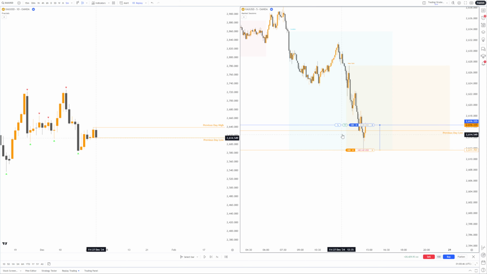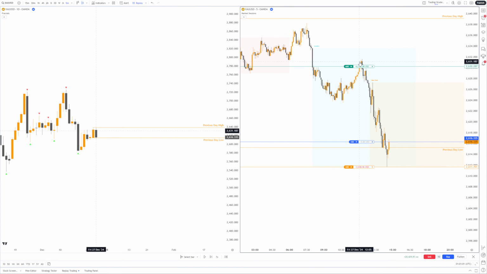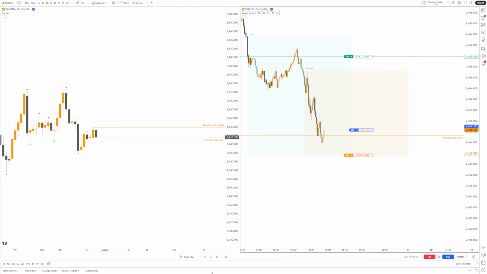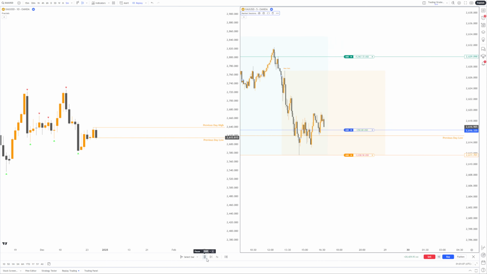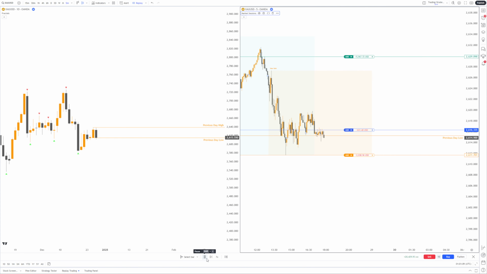Stop loss below. And can we aim for 6k. And let's see what happens. In profit.